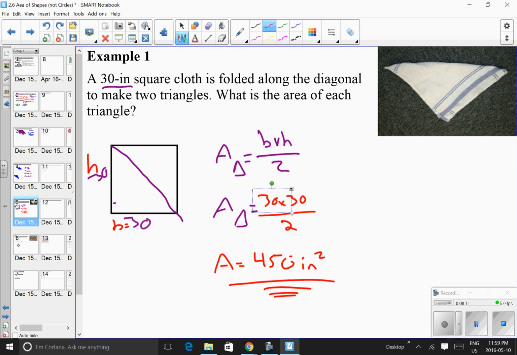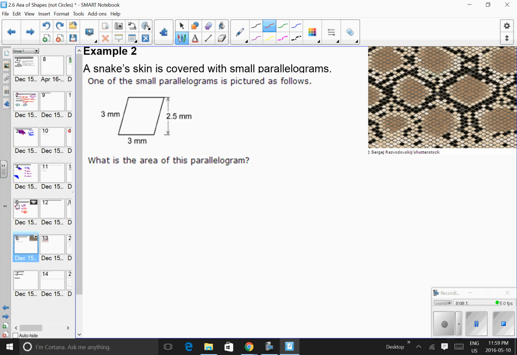Let's do another example. Example number 2. A snakeskin is covered in parallelogram-ish shapes. You can kind of see here, they kind of look like parallelograms. One of the small parallelograms is pictured right here. What is the area of this parallelogram? So the area for a parallelogram, we said was simply base times height.